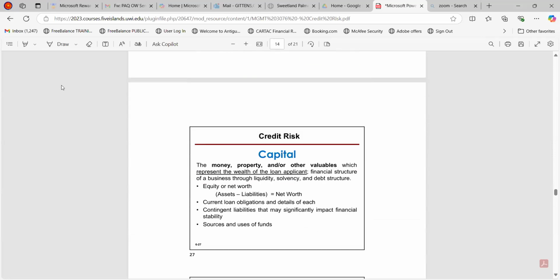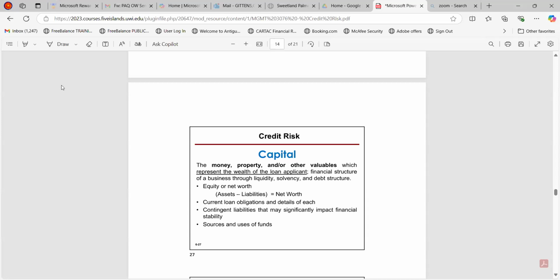Then you look at capital. Does the borrower have capital, money, property, any other valuables that the borrower may have? So they're going to look at the borrower's other assets. All right. If the borrower is a company, they're going to look at the financial structure of the business, look at the liquidity, if they have ready cash. All right. What is the financial situation? Is the business solvent?